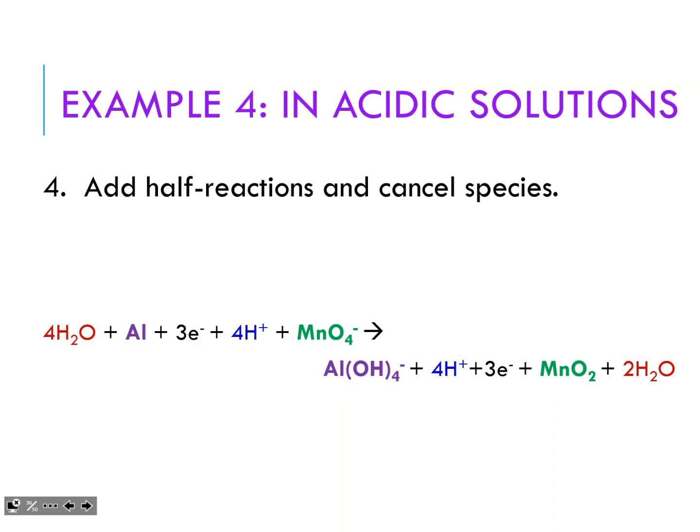And then you can see here, we have some things that are on both sides of the reaction, and we're going to have to cancel those out. Like for instance, the first thing that's pretty obvious that you need to cancel are the electrons. 3 on the reactant side, 3 on the product side, they get canceled out. Is there anything else that we need to cancel? Hydrogen. We have 4 hydrogens on the reactant side. We have 4 hydrogens on the product side. So yes, those are going to cancel as well.